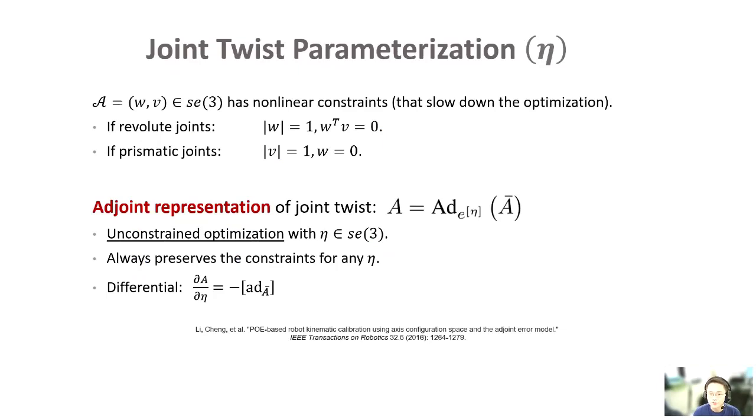You may wonder why the joint twists are denoted by eta instead of A in the previous slides. Because the joint twists have joint constraints, we reparameterize them by adjoint representation, which was first introduced by Chang Li et al. in 2016. Since the large adjoint operation preserves the joint constraints for any eta vector, we can now remove the joint constraints and solve the identification problem as unconstrained optimization.